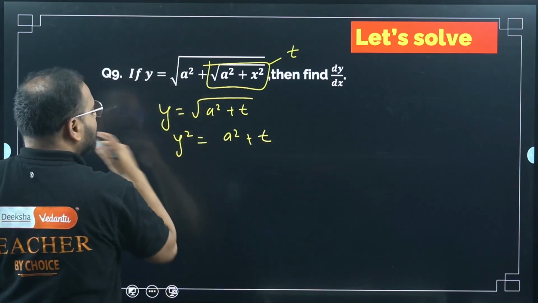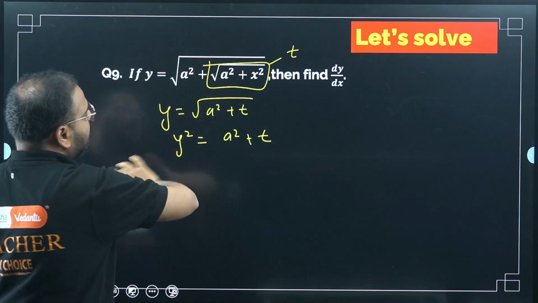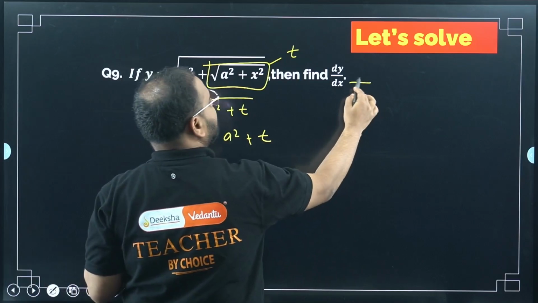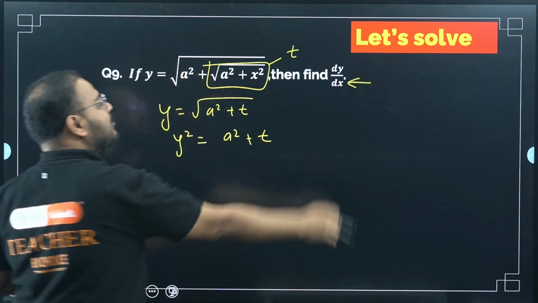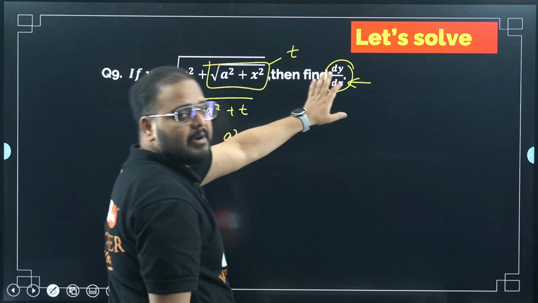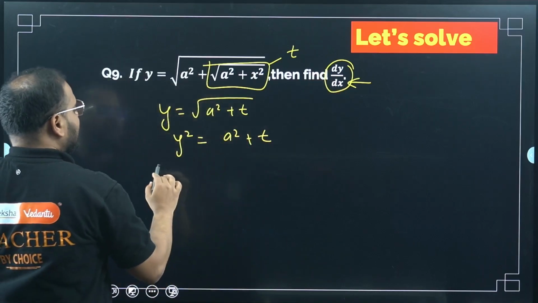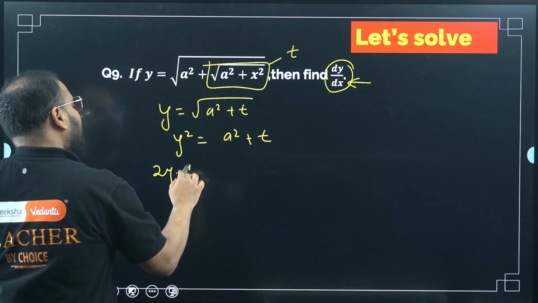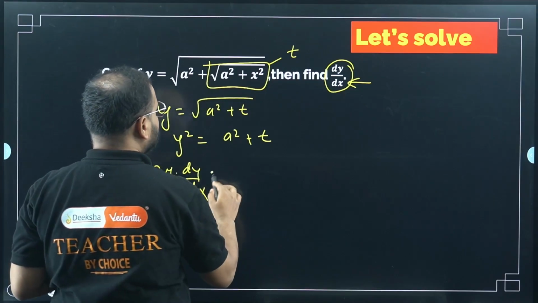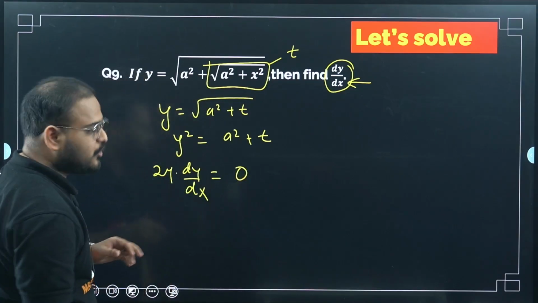Let's take the derivative on both sides with respect to x. Why, sir? Then only I'll arrive at this part. We need the value of dy by dx. If I do that on the left hand side, I get 2y dy by dx. What is the derivative of the constant a square going to be? 0.